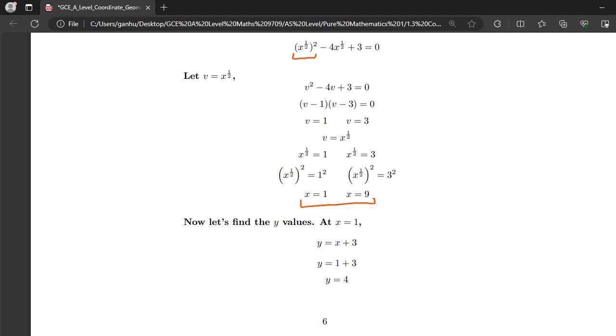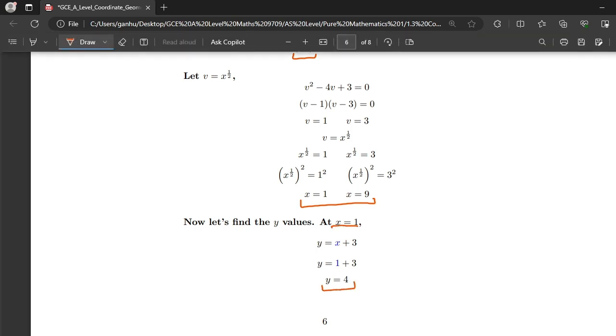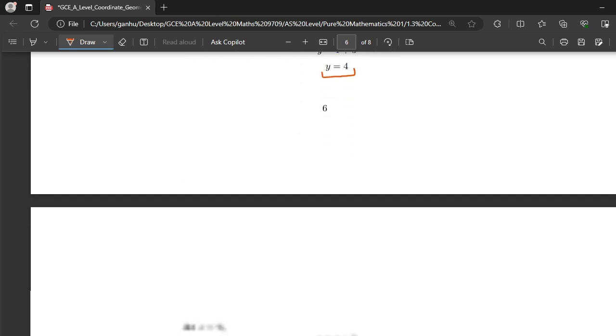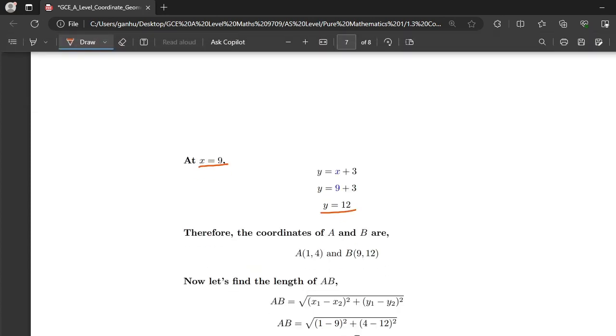Okay, so we solve our hidden quadratic and we end up with our x values being x is 1 and x is 9, and we evaluate our y values. y is 4 when x is 1. Now let's find out what y is when x is 9. When x is 9, y is 12. Now we have the coordinates of A and B.